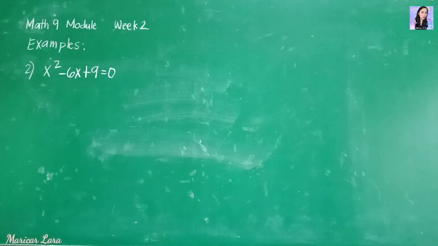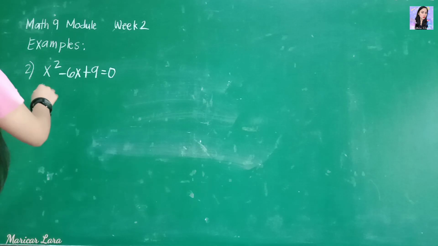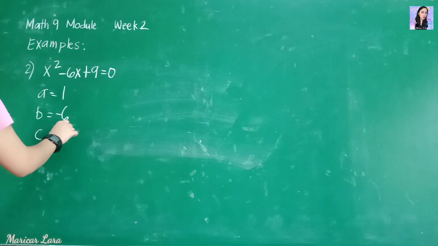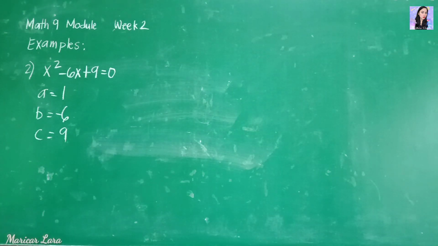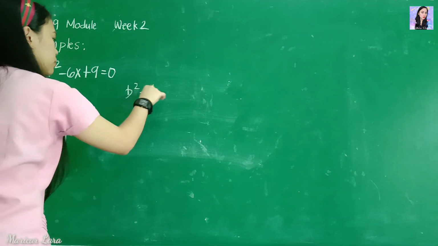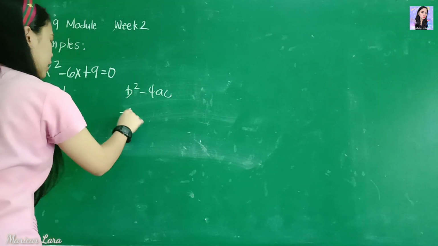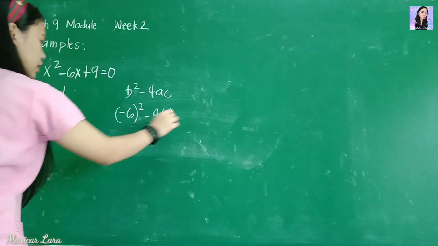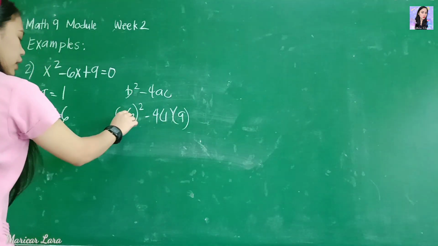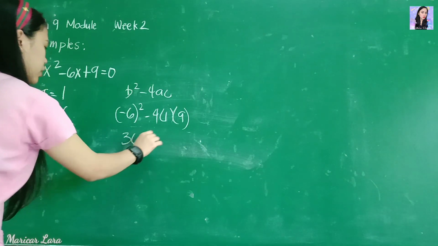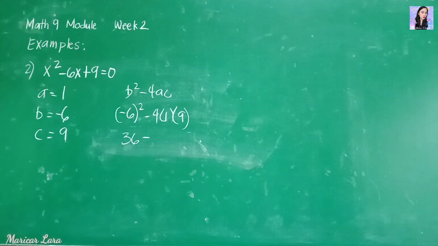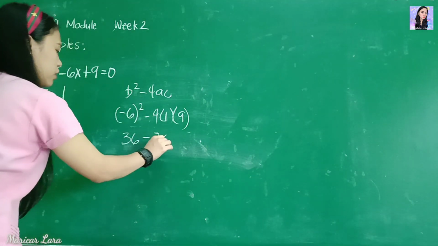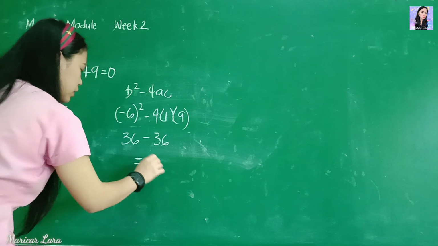Minus 6x plus 9 equals 0. So, ang ating A ay 1, B is -6, C is positive 9. Substitute again, B squared minus 4AC. So, ang B natin ay -6, ang A ay 1, C ay 9. -6 squared, 36. 4 times 1, 4 times 9, 36. 36 minus 36 is equal to 0.